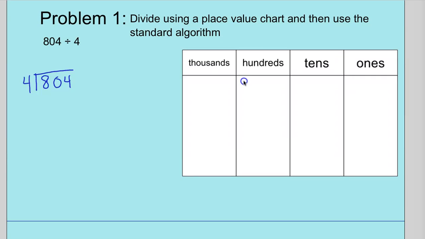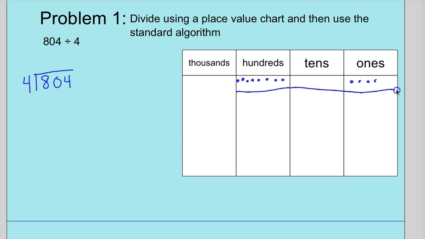So in the place value chart, I'm going to put 800s and 4 1s. So we have a dividend that has a 0 in it. And so that's part of our expectation, is to be able to do that today.